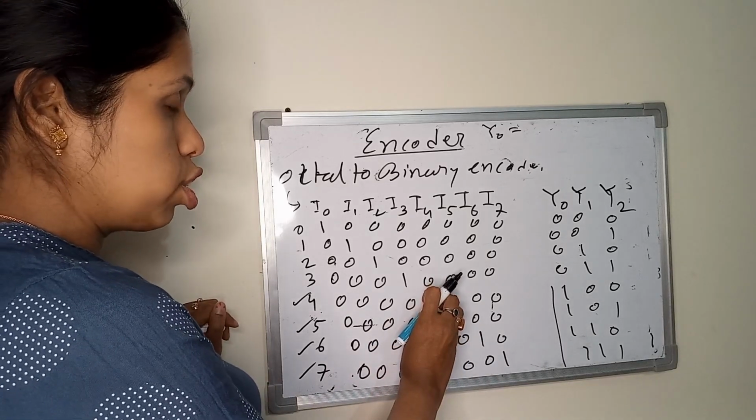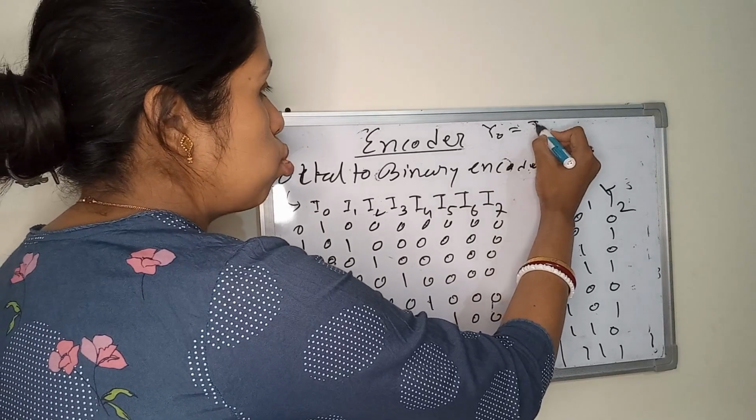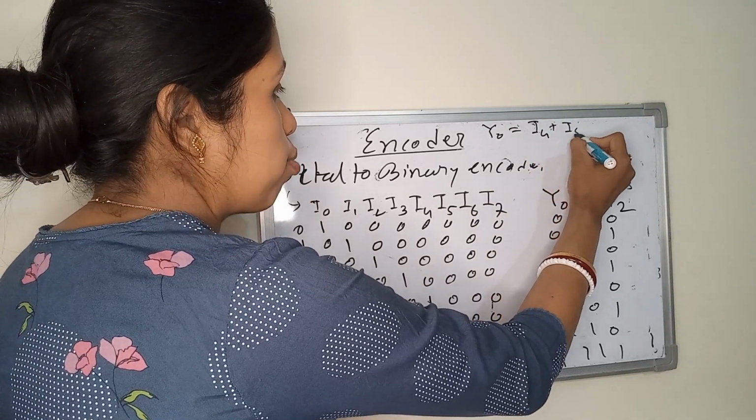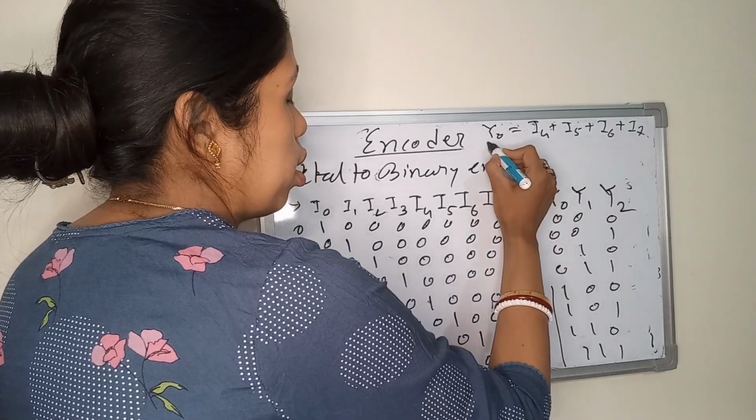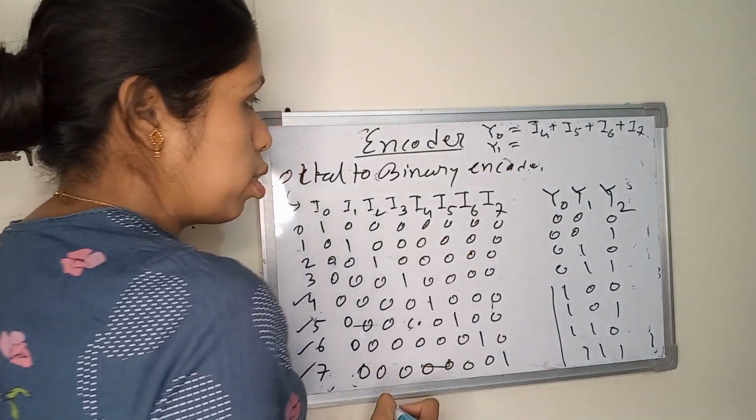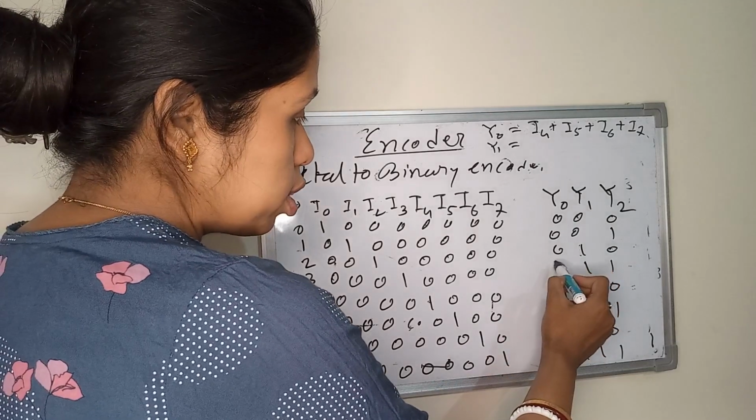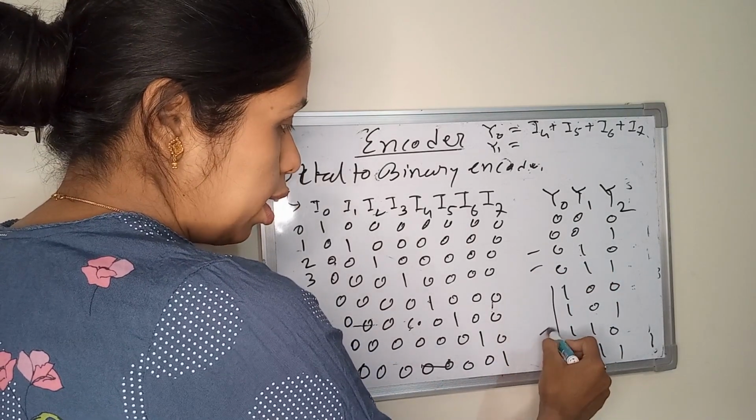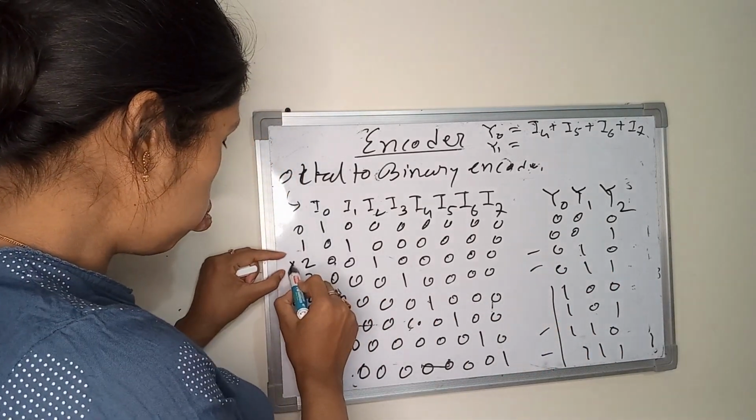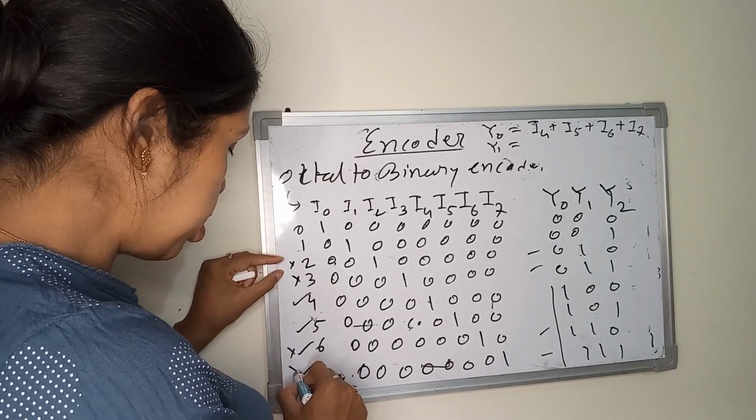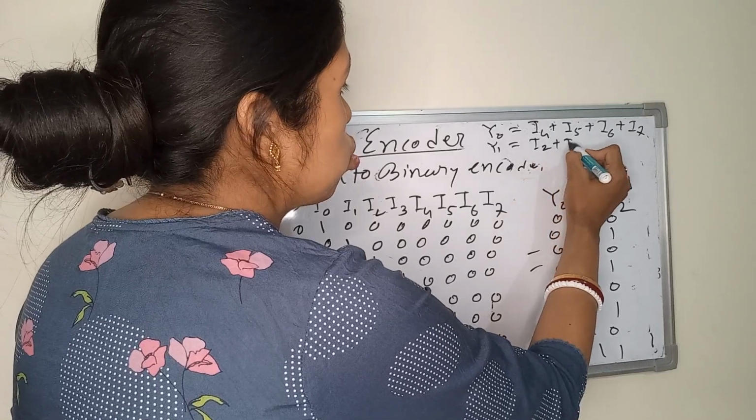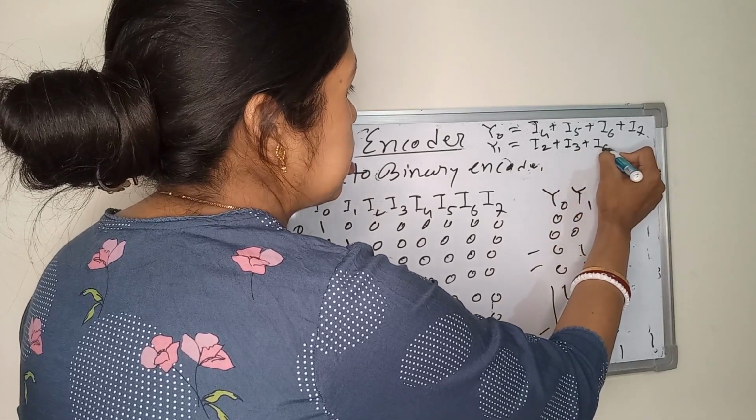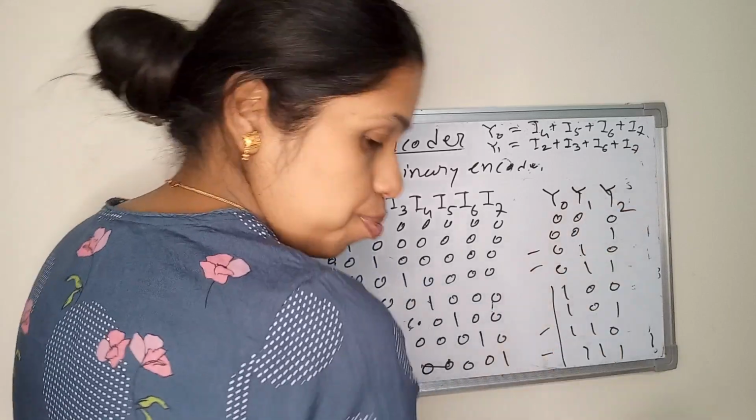Only I can consider the I4. Okay, so I4, I5, I6 and I7. What is my Y1? My Y1 is 1 for these two and the last two, so that means 2, 3 and 6, 7. You can see 2, 3 and 6, 7. So I2, I3, I6 and I7.